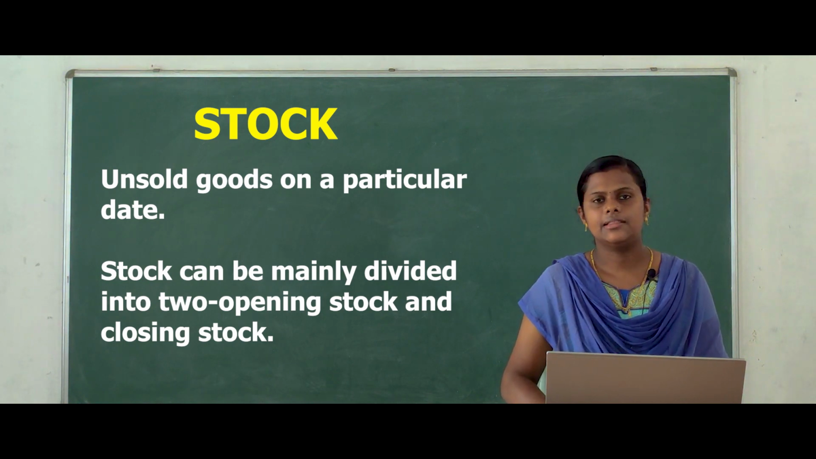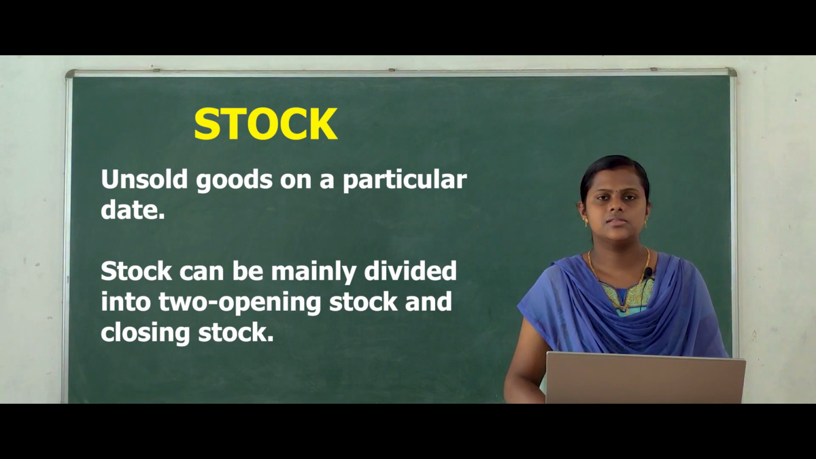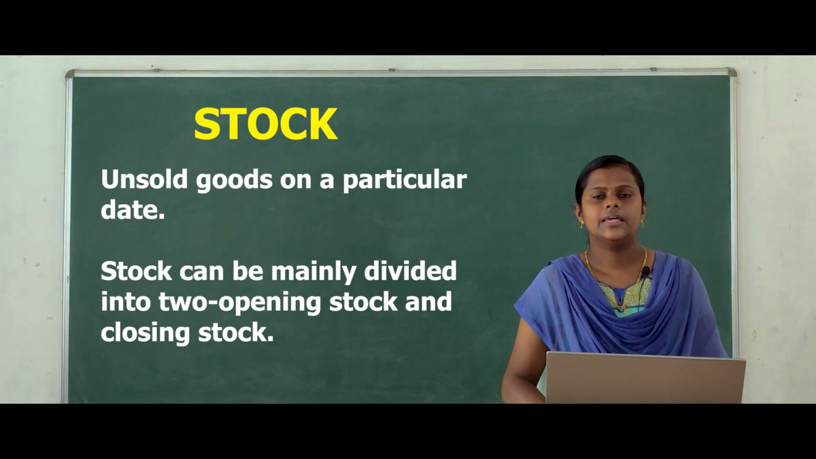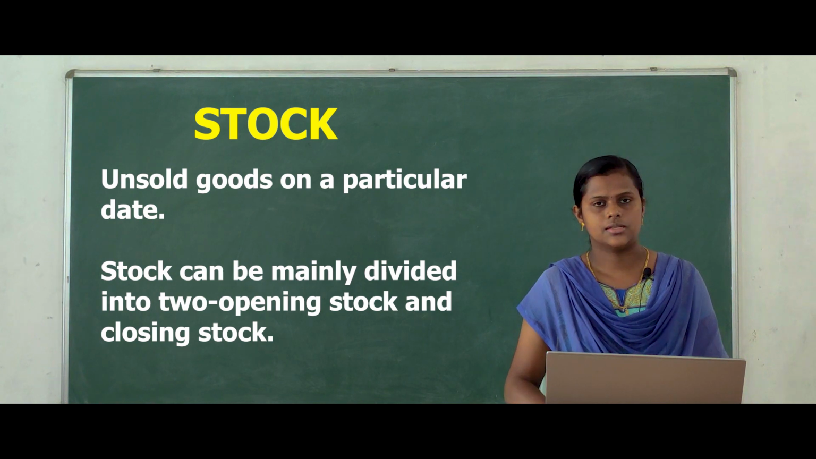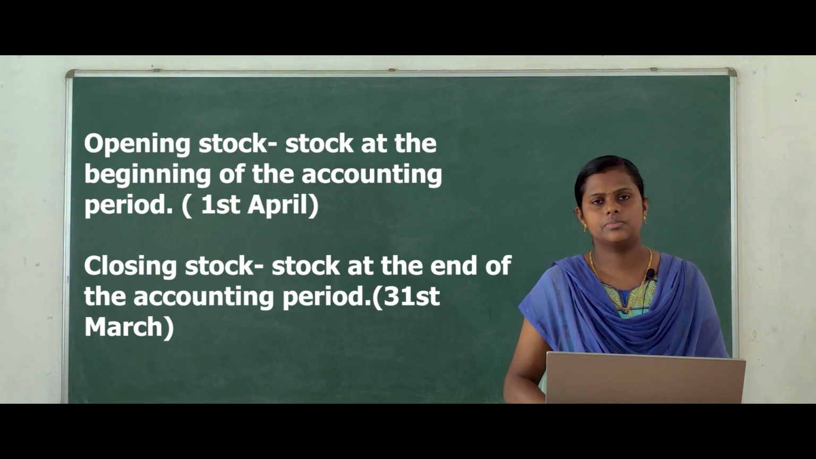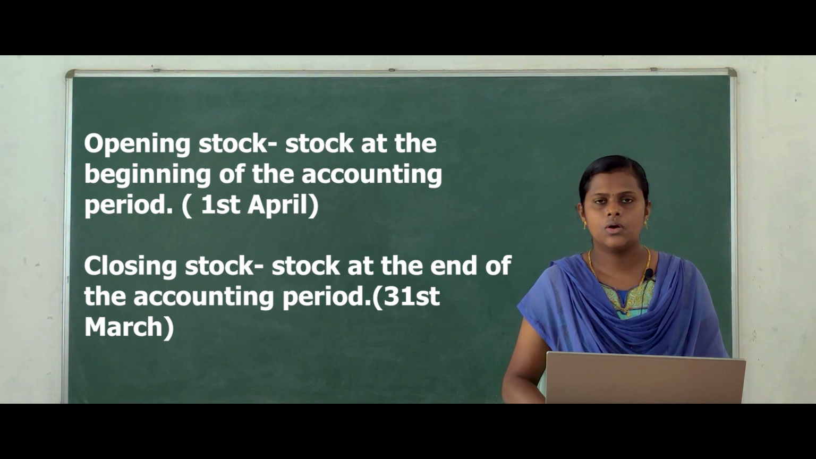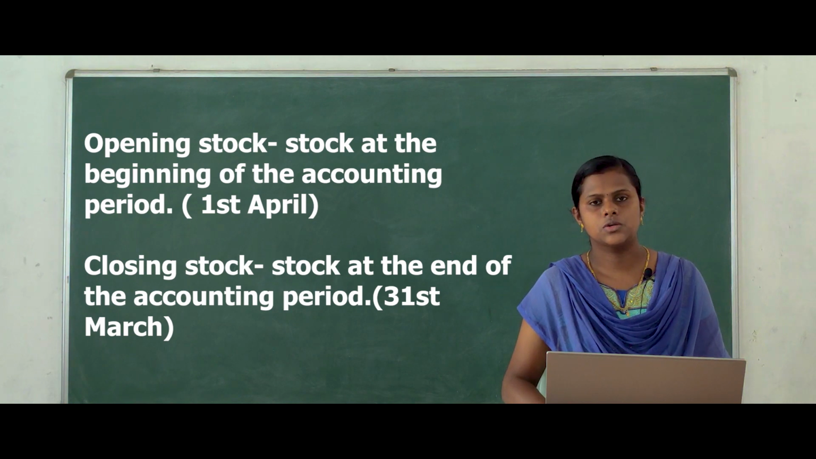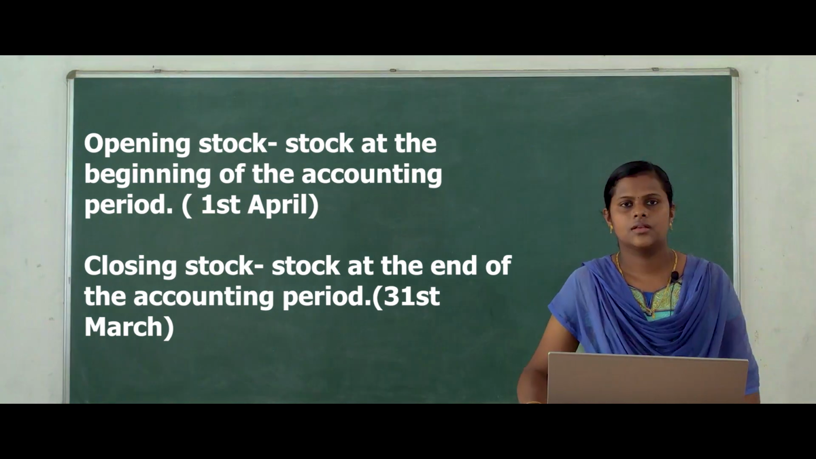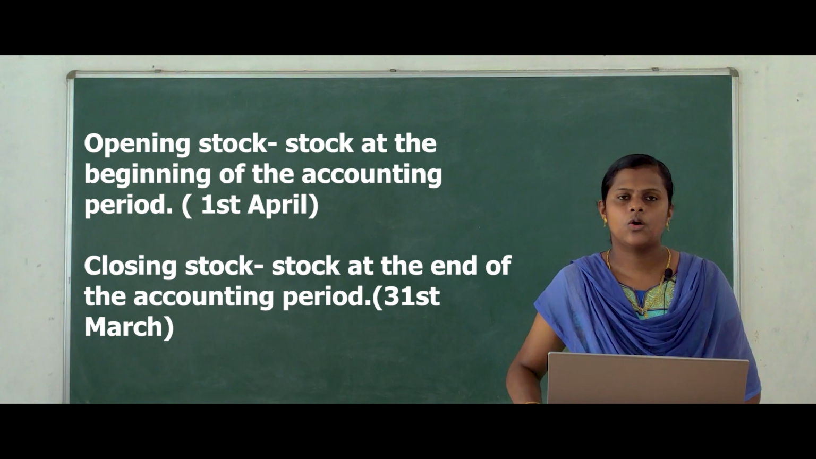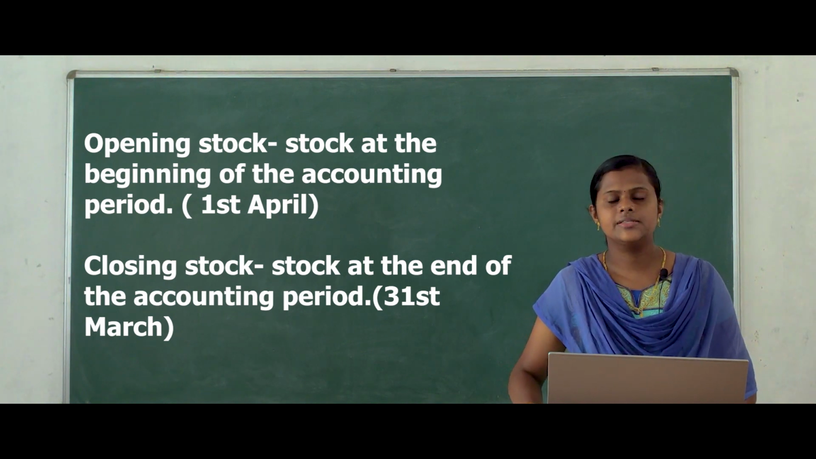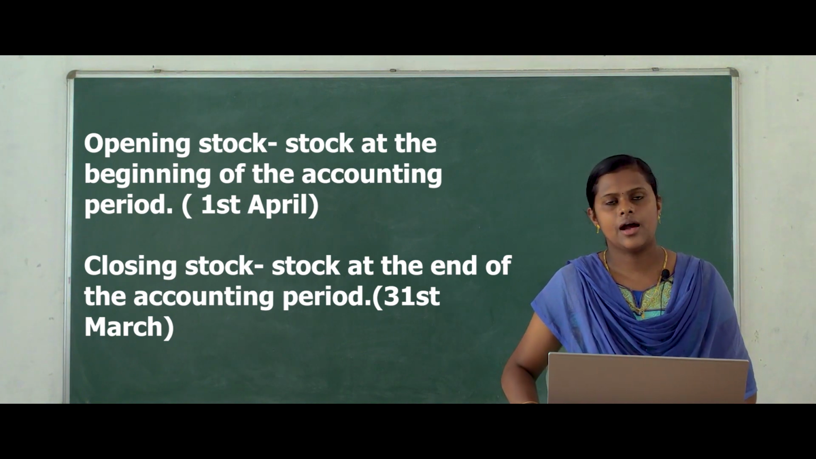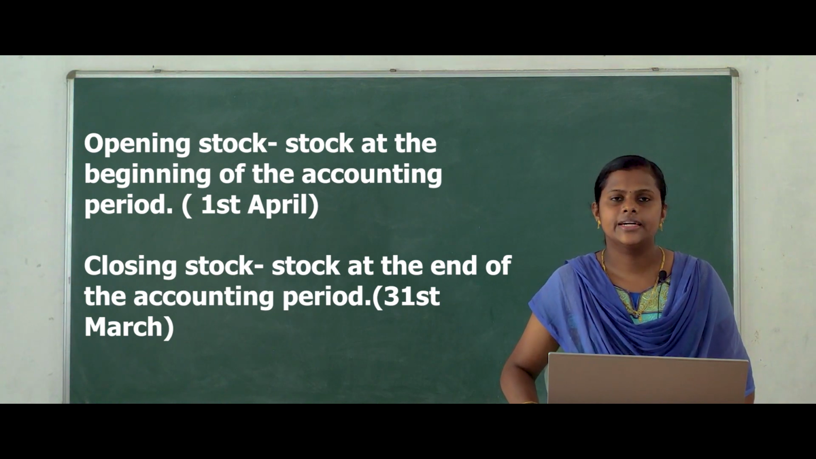We know that in India, accounting period starts on 1st April and it ends on 31st March. So, opening stock means it is the value of goods unsold at the beginning of the accounting period. That is the value of stock on 1st April. And the next stock is closing stock. Closing stock means the stock at the end of the accounting period, which means the value of stock on 31st March.